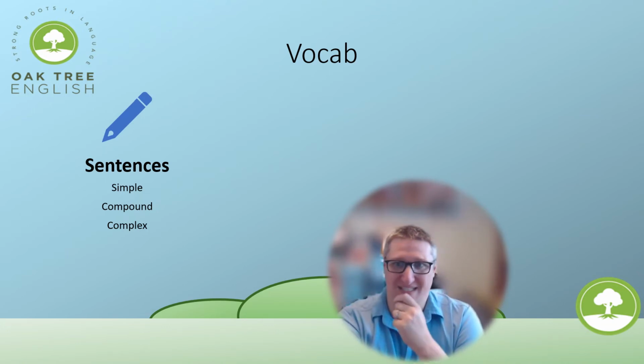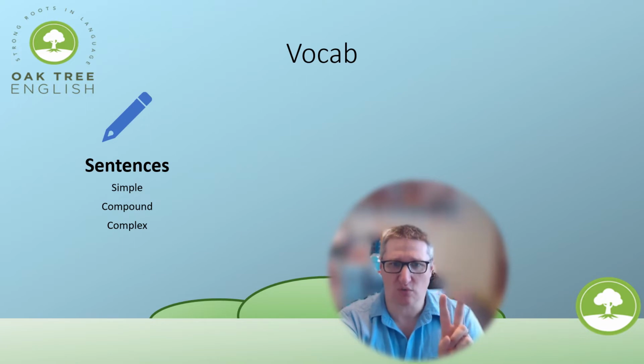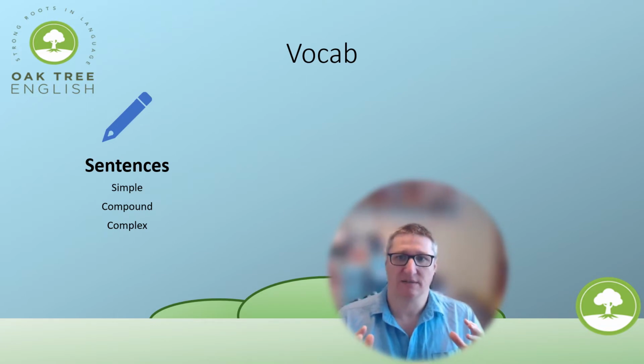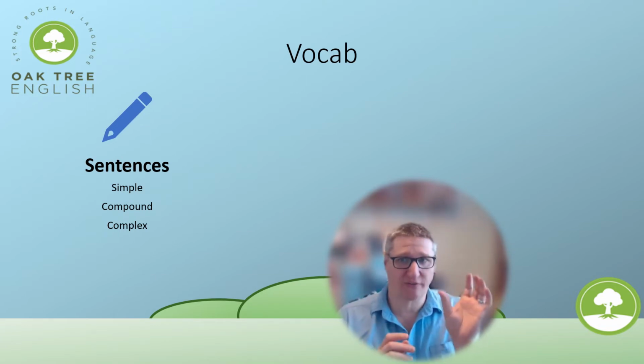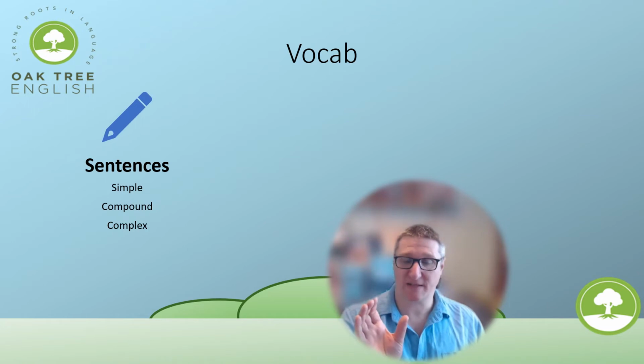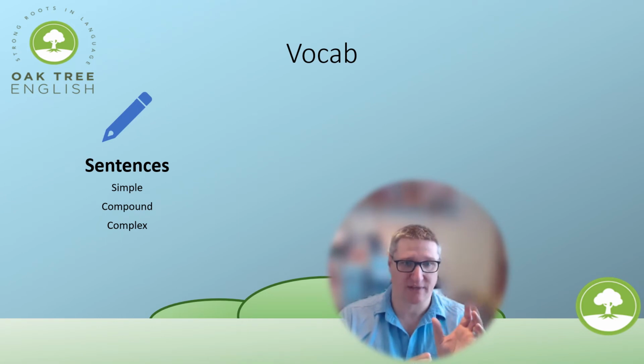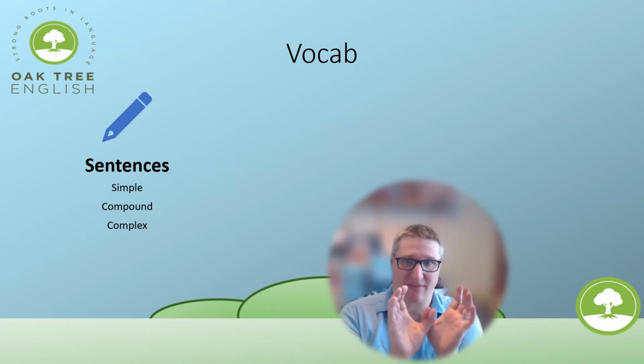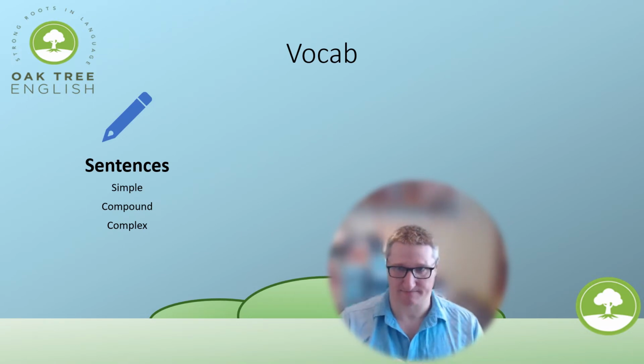A compound sentence is 2 independent clauses, that's clauses that can stand on their own, joined by a conjunction such as and, but, or for. For example, I passed the exam, but Jane failed. Jane failed is an independent clause and could work as a simple sentence on its own. I passed the exam is also a simple sentence on its own. Join them together with but, and you've got a compound sentence.